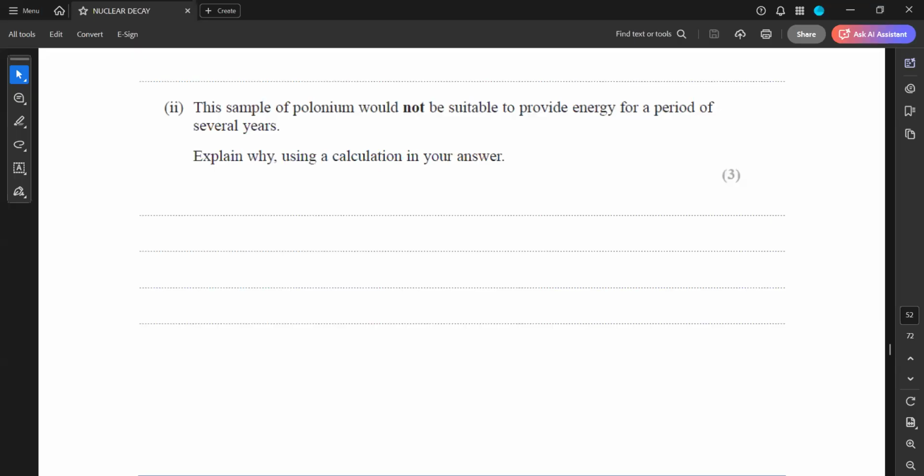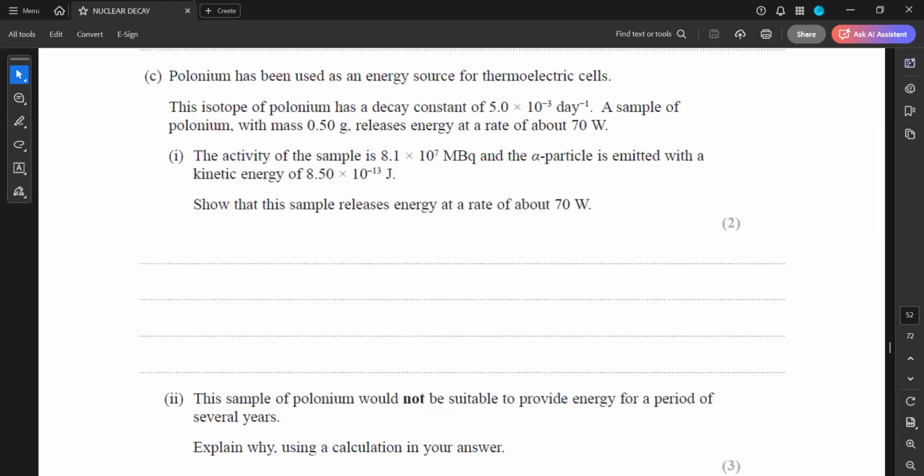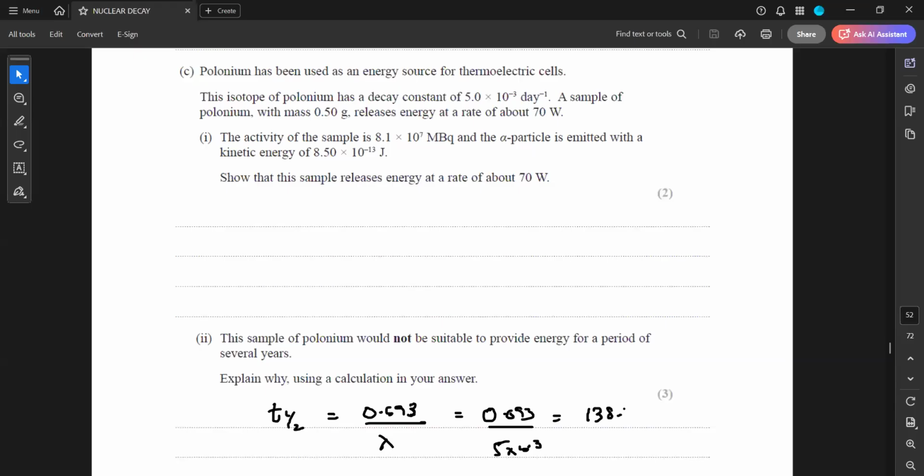So what we can do, from the decay constant, we already have a decay constant which was 5 × 10^-3, we can find the half-life. The half-life equals 0.693 divided by lambda. Lambda is 5 × 10^-3. When you simplify, the half-life comes out around 138.6 days, approximately 139 days. So 139 days is the half-life.